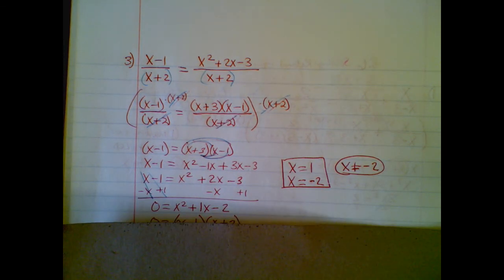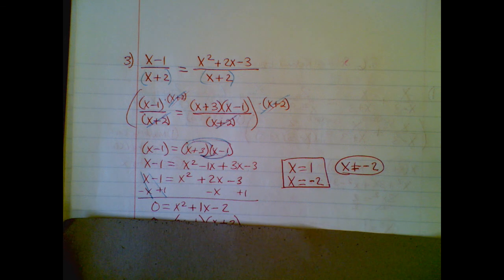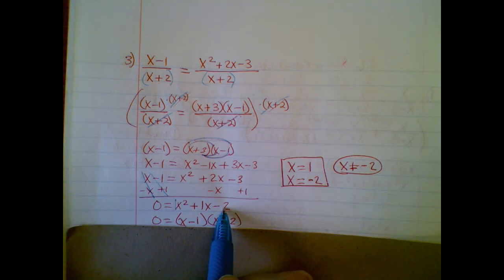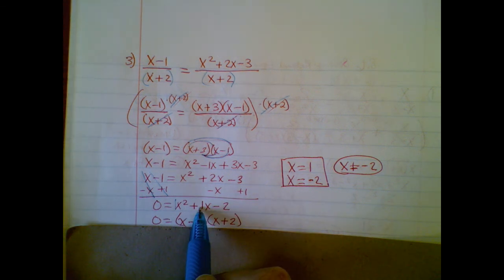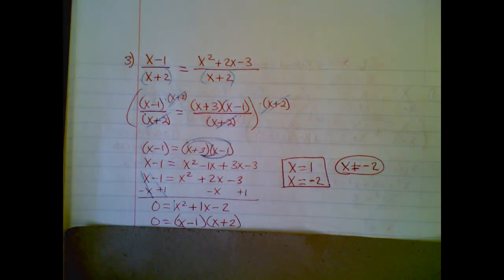And then from here, I want to either factor it, use the quadratic formula, or graph it and see where it crosses the x-axis. So I'm going to try by factoring. So I need to see my a times my c, what multiplies to negative 2 but adds up to 1. So I'd have a positive 2 and a negative 1.